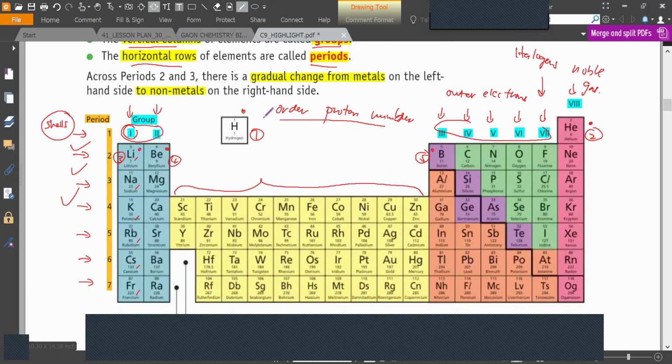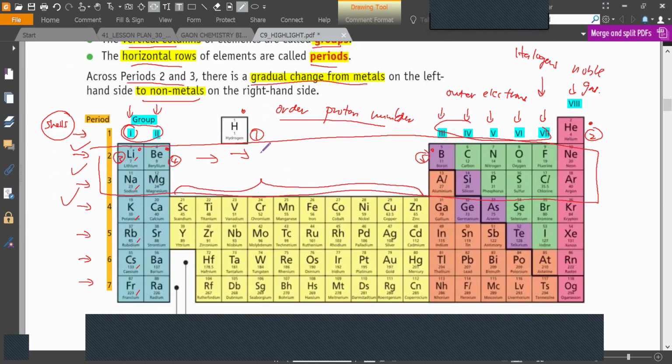Going across periods 2 and 3, from left to right, we go from metal to non-metal. So if we focus on this line here, this is the boundary between metal and non-metal. So we need to remember that.